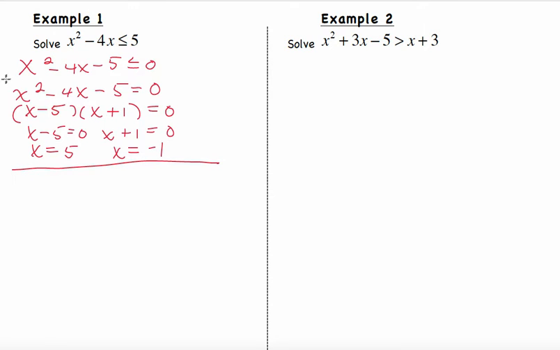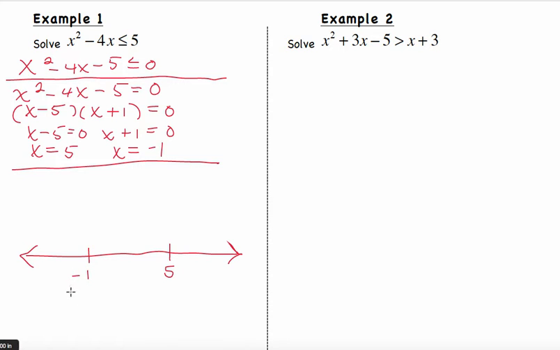Okay, so step 1 is to move everything to one side. Step 2 is to solve the related equation. And now we're going to take those solutions and plot them on a number line. Those solutions are called your critical numbers, and you're just going to put those critical numbers in order. So -1 comes before 5, and that's how I'm going to place them on the number line, just a regular x-axis number line.